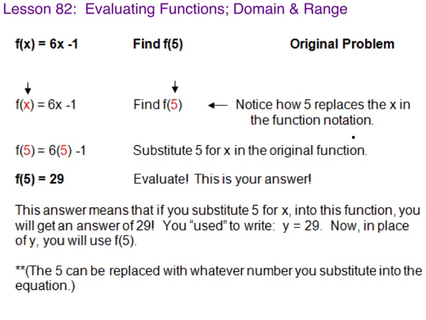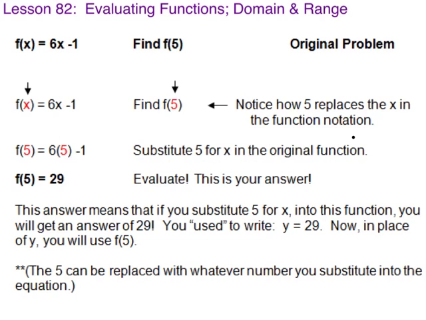Here you see f of x equals 6x minus 1. We read that as the function of x is 6x minus 1. Okay, and then it says, so if that's the function of x, find the function of 5.